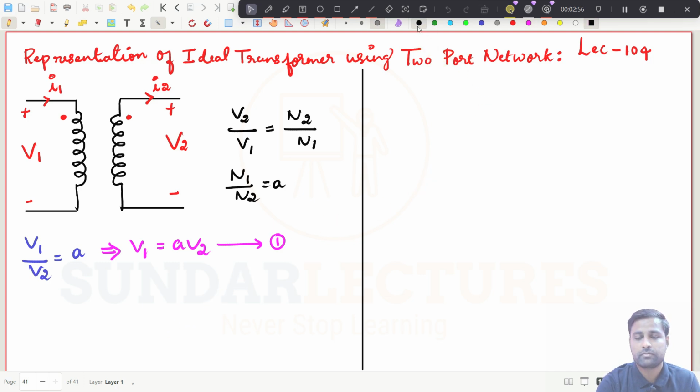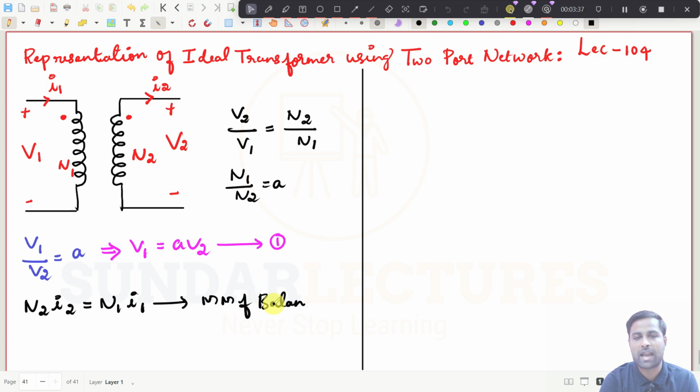And you know the MMF balancing. What is MMF balancing? It is N2 into I2. N2 and N1 are the number of turns of both windings. N1 is the number of turns in the primary side winding, N2 is the number of turns in the secondary side winding. Then the multiplication N2 into I2 should be equal to N1 into I1. This is the MMF balancing. This equation we generally call MMF balancing. MMF should be balanced, right?